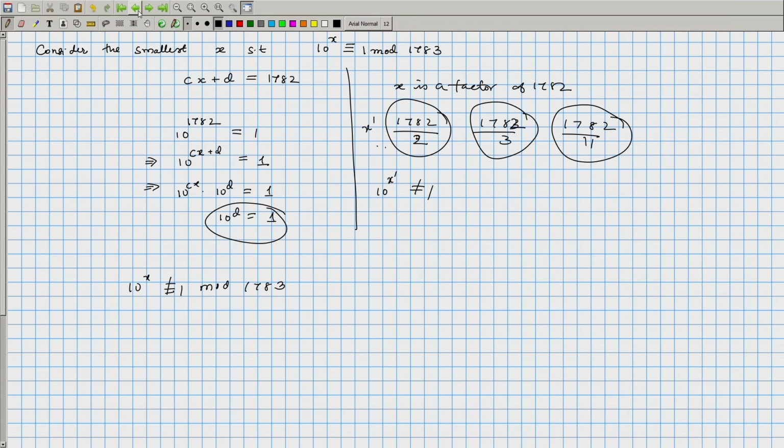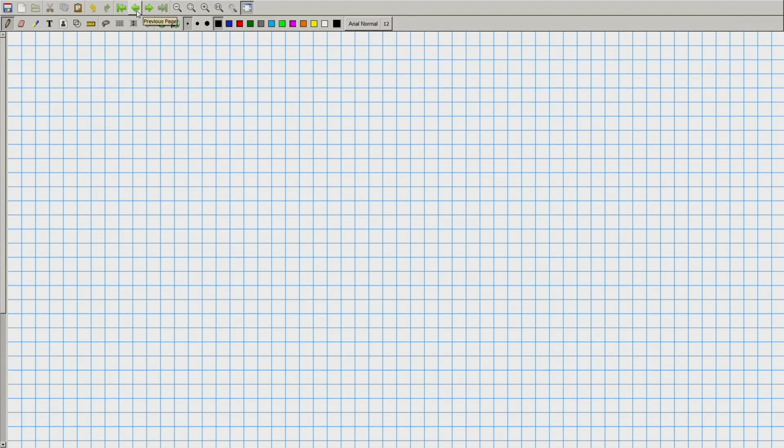So, we can extend this to a general scheme. If your number is n and somebody wants to show that this is a prime number, the certificate for the primality of n would be an a such that a to the power n minus 1 is equal to 1 mod n, and then the second component would be the prime factorization of n minus 1.